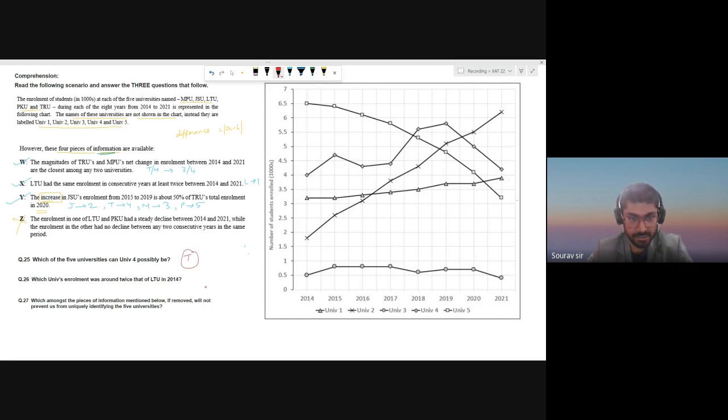Which university's enrollment was twice that of LTU? So L is 1. University 1 is here. This is around 3.1. So its twice will be 6.5-ish here, around twice. So which one is a square graph? University 5, P is 5. So this will be P. Which amongst the pieces of information mentioned below, means these W, X, Y, Z, will not prevent us from uniquely identifying? So Z is useless. So Z is answer here.